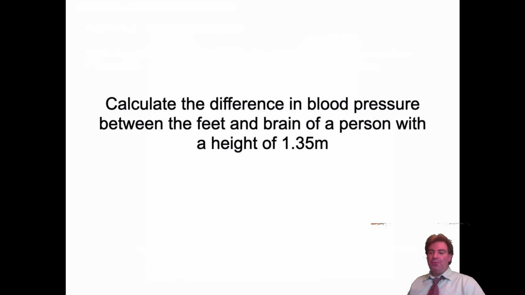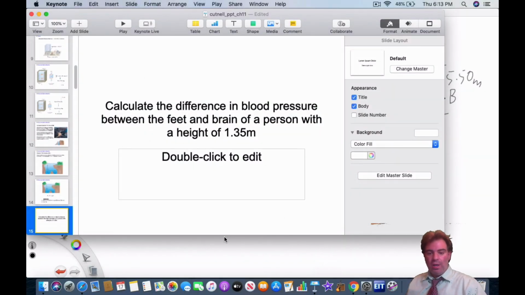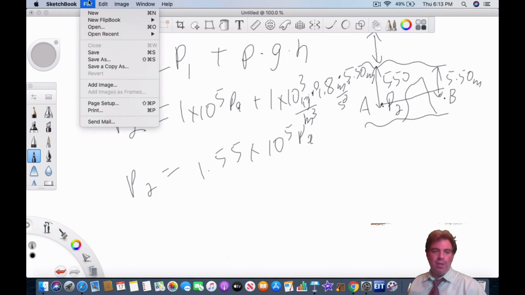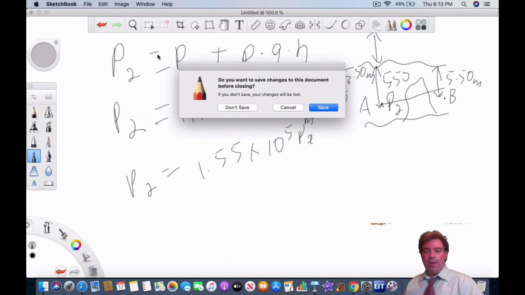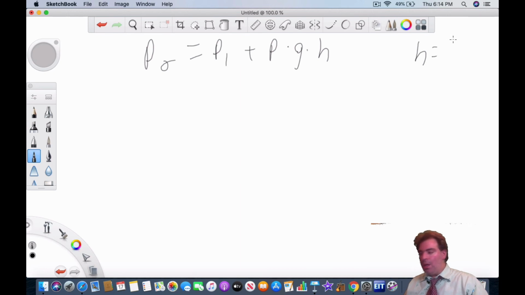Let's calculate the difference in blood pressure between the feet and the brain of a person with a height of 1.35 meters. Again, let's go back to our sketch pad right here. Let's clear everything up. And our formula, of course, is going to be the same. Because why? We're talking about the pressure that is generated from the depth of a fluid. So, what is it? It's going to be P2 equals P1 plus rho times g times h. And the only information that they give us is the height of the person, which is 1.35 meters.